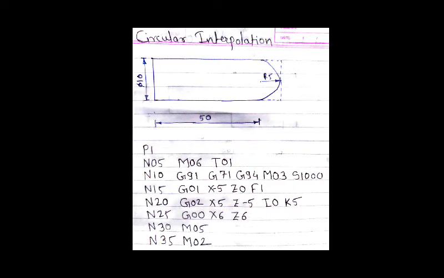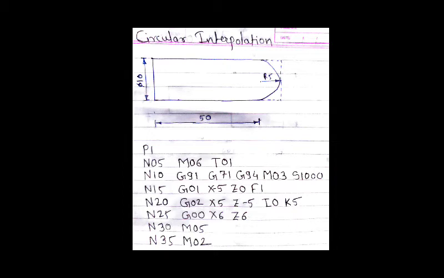G00 is used for rapid traverse. That means whenever there is no cutting, whenever there is a retraction of the tool, at that time we use the G00 code. And G01 is for linear interpolation. That means if we want to move the tool in a linear direction and remove material in the linear direction, at that time we use the G01 code.